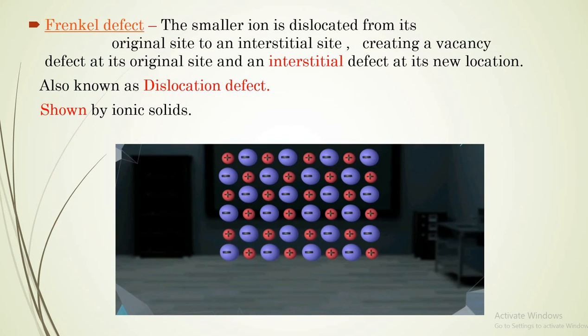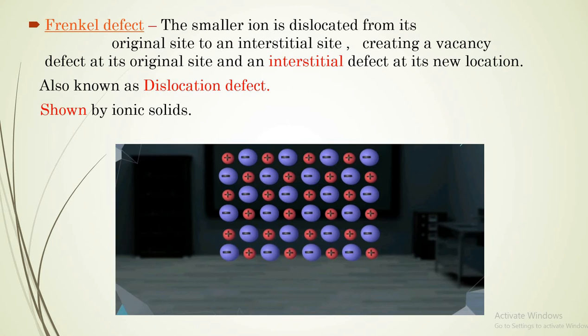Let us see the Frenkel defect. This defect was discovered by Russian scientist Frenkel in 1926. It arises when an ion is missing from its normal position, causing a vacancy or a hole, and occupies an interstitial site between the lattice points.